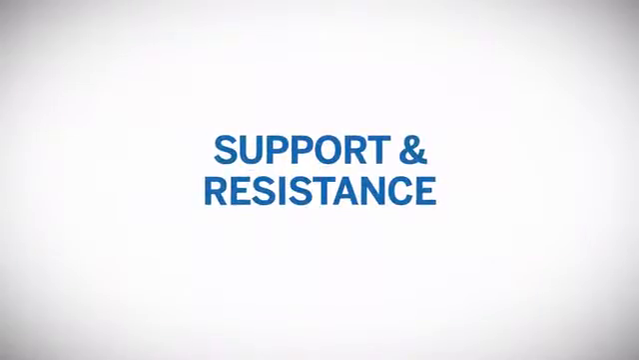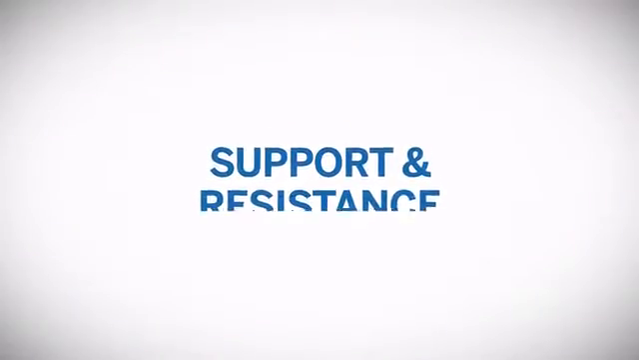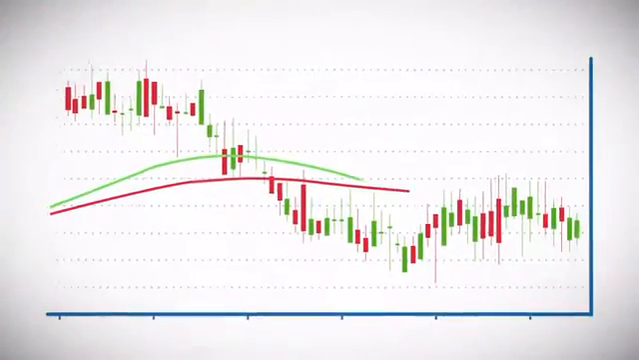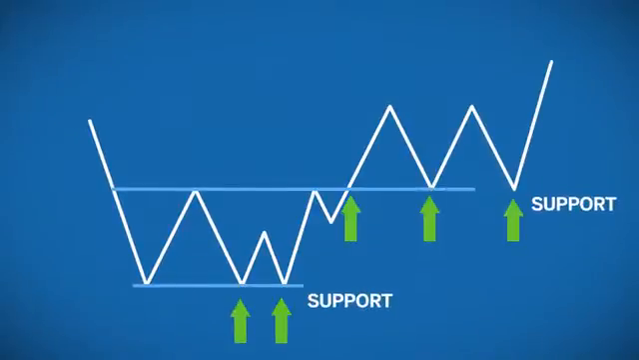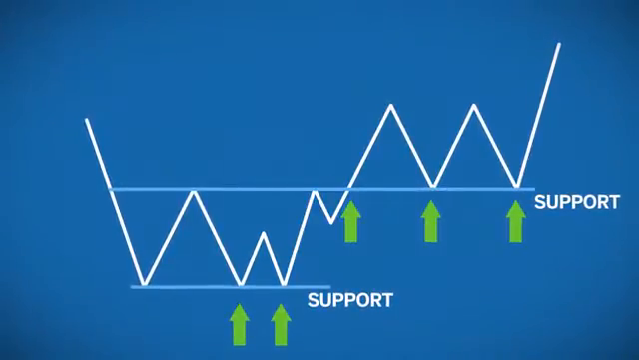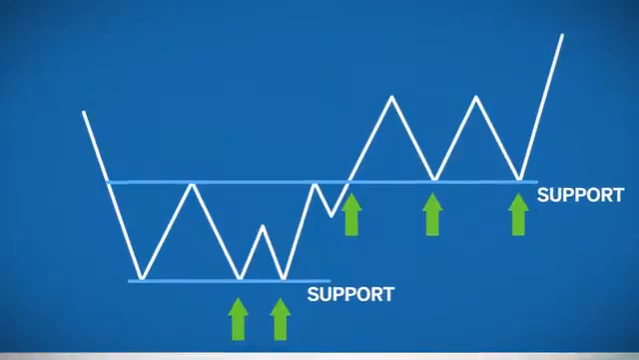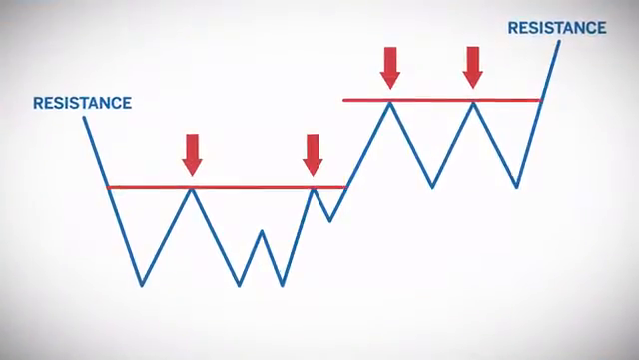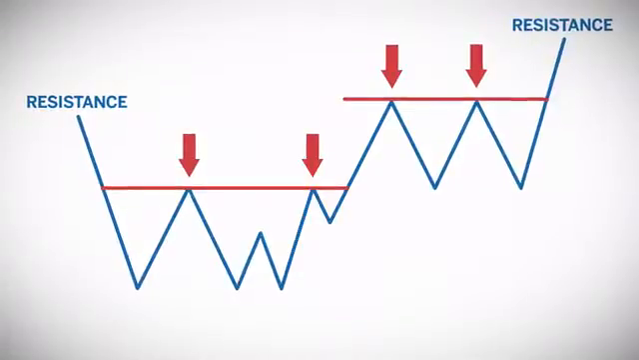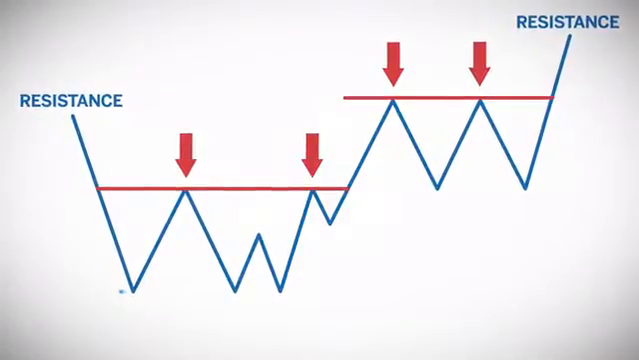Support and resistance are common terms that traders use to describe levels where price is more likely to stop moving in one direction or change direction. Support refers to levels where price might reverse and move higher, or it can be a level that slows the momentum of price moving down. Resistance refers to levels where price might reverse and move lower, or it can be a level that slows the momentum of price moving up.